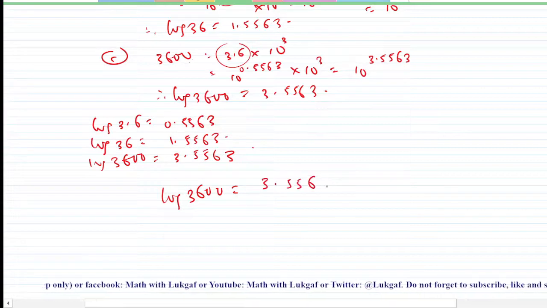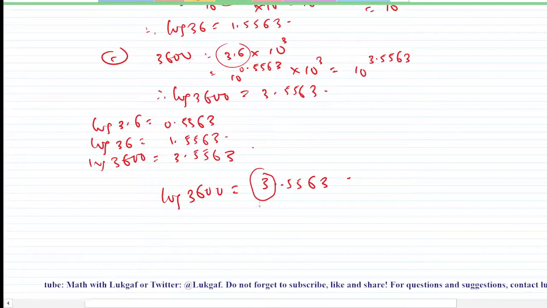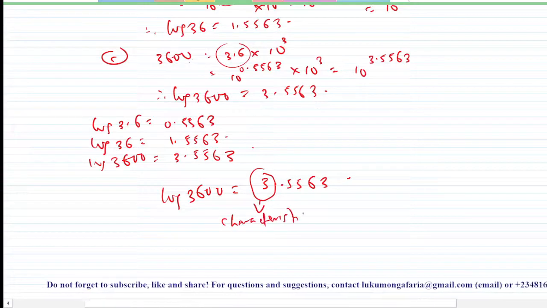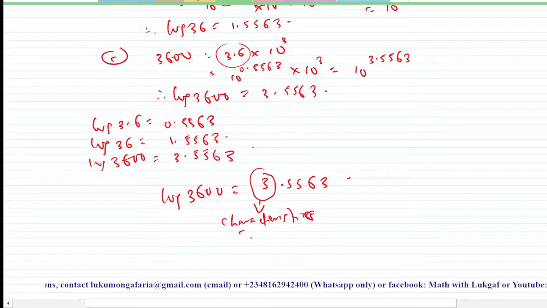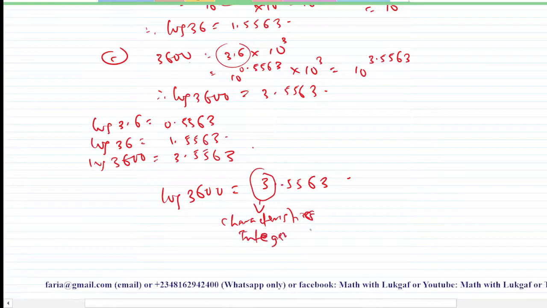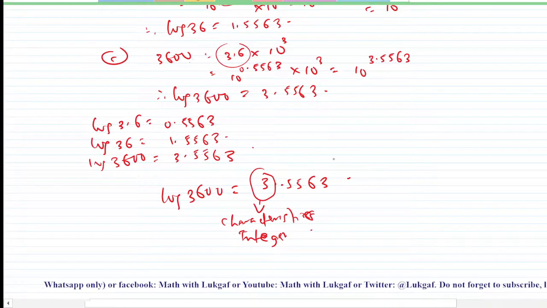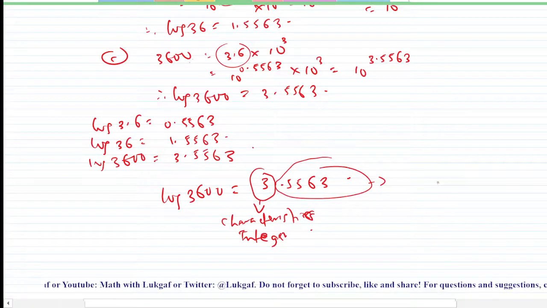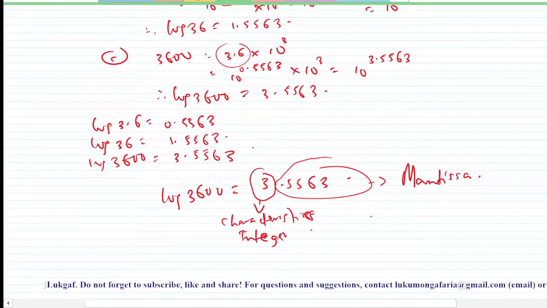You understand? The first part, that is the part before the decimal, is known as the characteristics part, which is also the same thing as the integer part. And those after the decimal are called the what? The decimal part, or the mantissa.